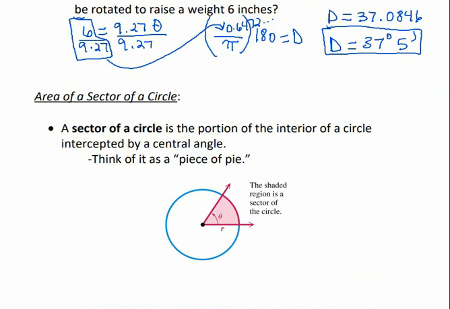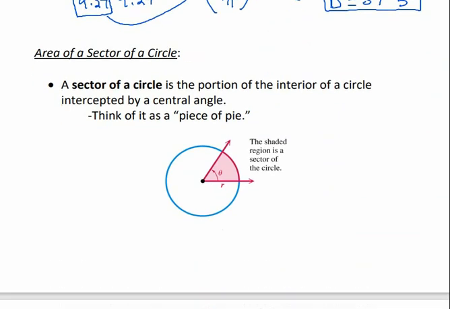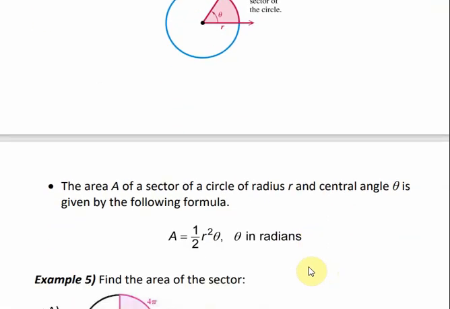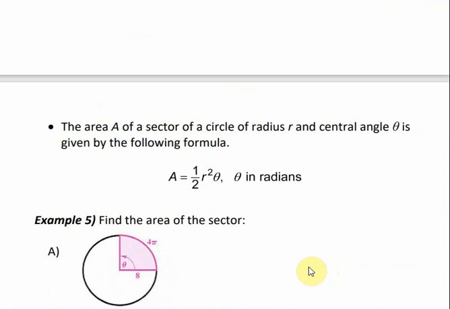Okay, the area of a sector of a circle is just like the piece of the pie. So this area in here, the shaded region in this diagram, would be considered the sector of a circle. Well, the sector of a circle is found by taking half of the radius squared times the angle measure, and again the angle measure is in radians.